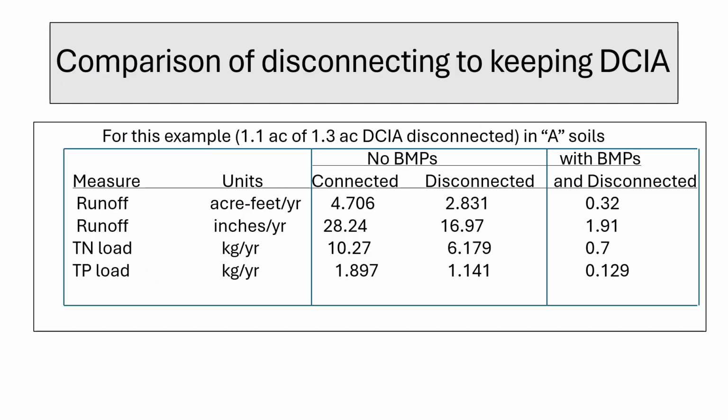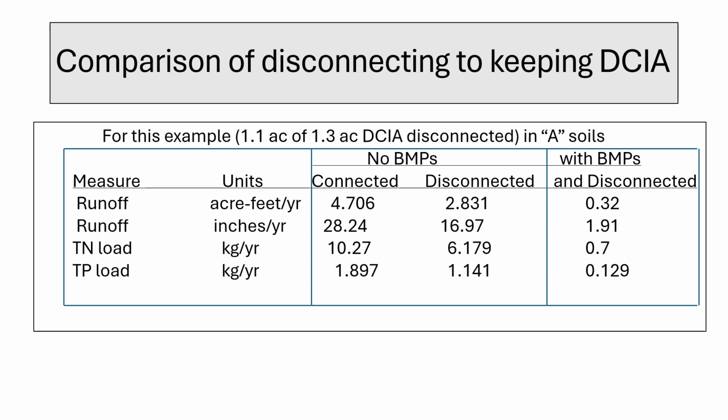This data clearly illustrates that disconnecting DCIA is highly effective at lowering both runoff volume and pollutant loading. It's important to note that in situations like a basin management action program, if the reductions achieved by simply disconnecting the DCIA meet a target discharge load, then no further BMPs might be immediately required.